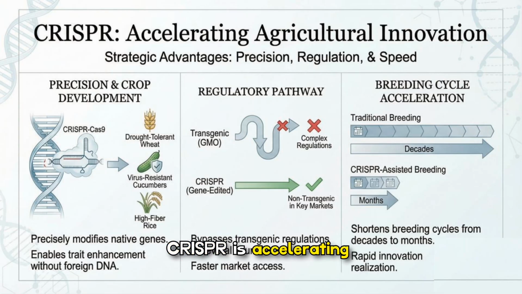CRISPR is accelerating agricultural innovation by precisely modifying native genes to enhance traits like drought tolerance, disease resistance, and nutritional value without introducing foreign DNA. The slide explains how gene-edited crops can bypass some transgenic regulations in key markets, shortening breeding cycles from decades to months and enabling faster market access and more rapid realization of trait improvements for global food systems.